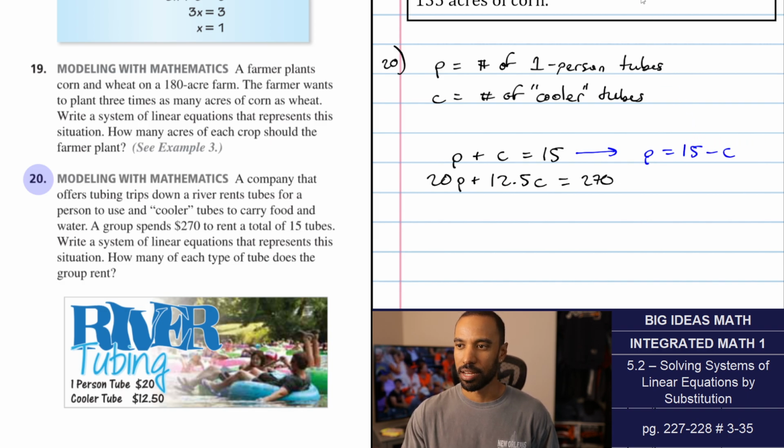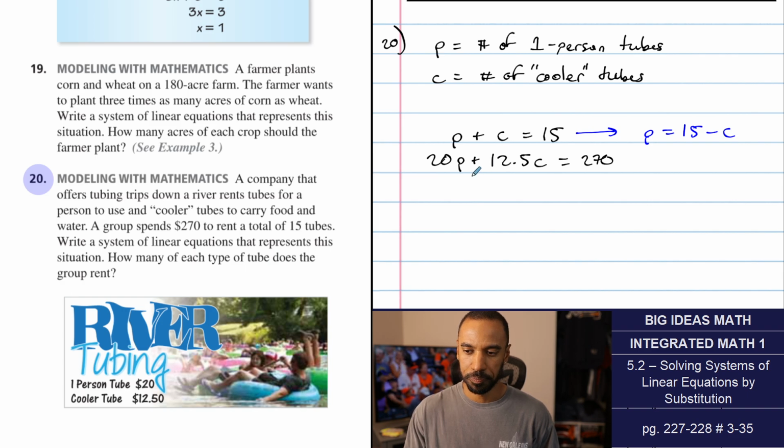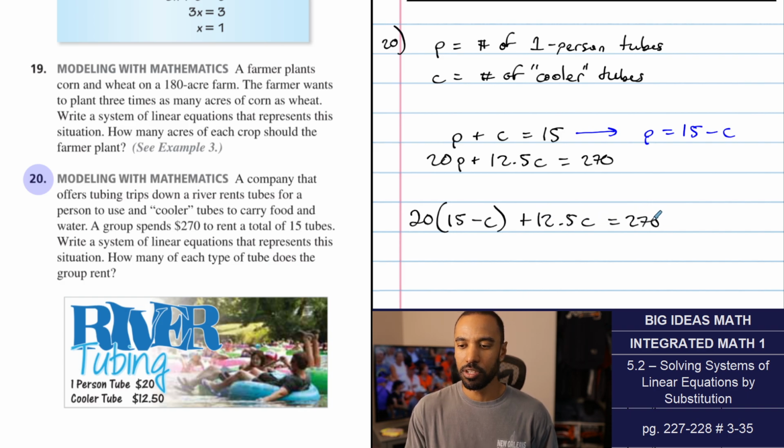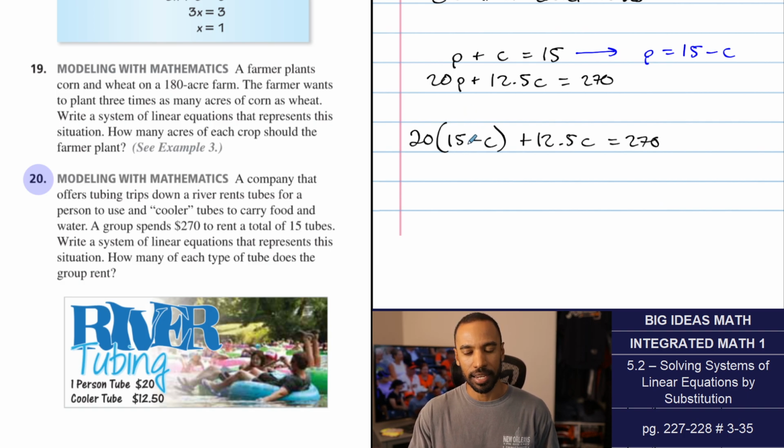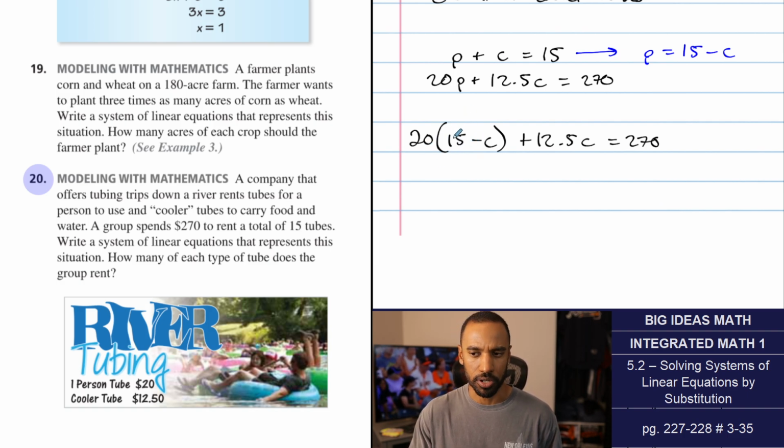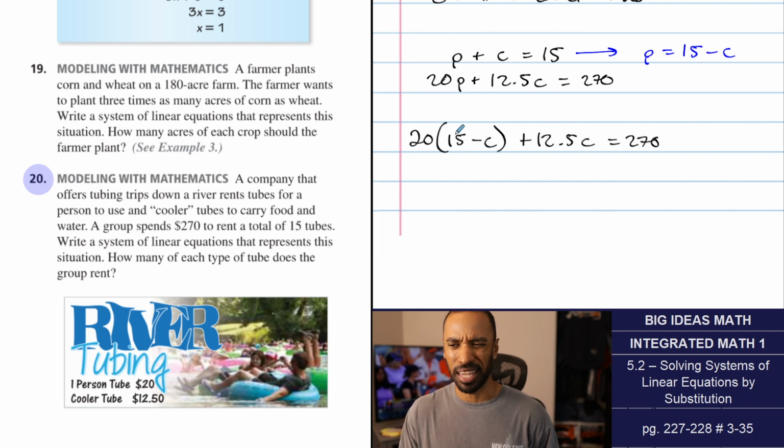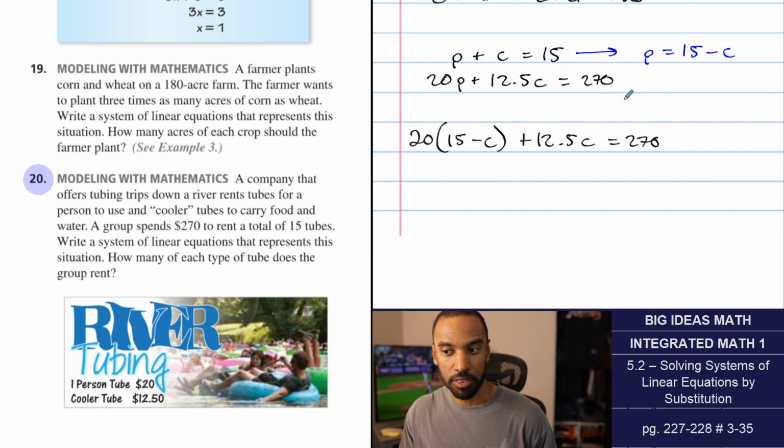We'll substitute 15 minus C for P in the bottom equation. So we'll have 20 times (15 minus C) plus 12.5C equals 270. Now, if you don't want to deal with the decimal, I get it. Ultimately, it's just a division you can use in your calculator anyway. It's up to you, though. However, if you do get rid of it, you have to multiply everything by 2 or by 10 or something like that.